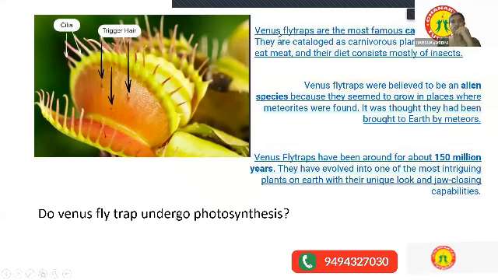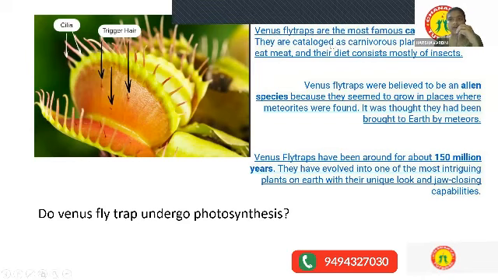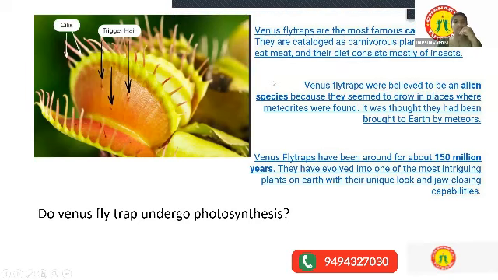See the first one. Venus flytraps are the most famous carnivorous plants. They are called carnivorous plants because they are catalogued as such. They eat meat, and their diet consists mostly of insects. They feed on insects, so they are called carnivorous plants because they eat meat.